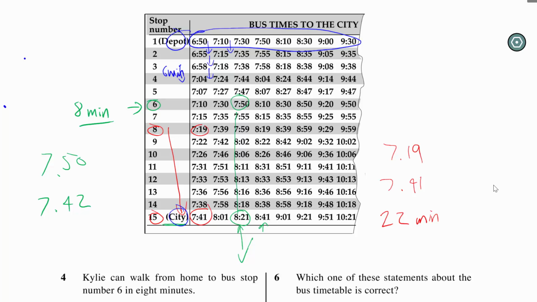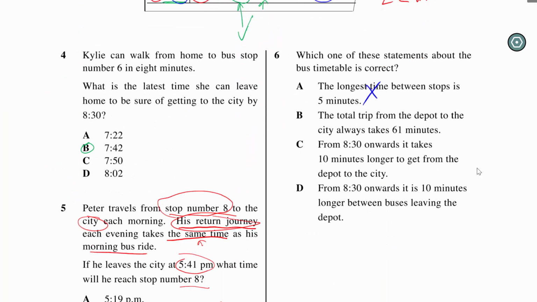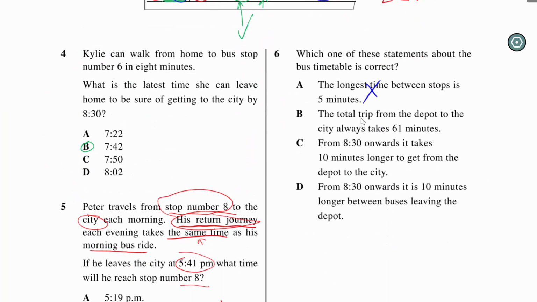So for convenience's sake, we can just choose 9 o'clock because that's already rounded as a 0. So any minutes added to it will just be the answer. So if it's 9 o'clock at the depot, then at the city, if we just follow this down, it's 9:51, which means it took the bus 51 minutes. So if you read B, the total trip from the depot to the city always takes 61 minutes. We know it doesn't.